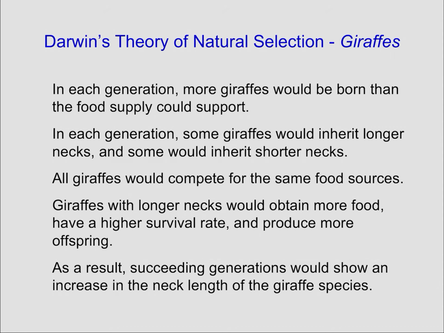Okay, so in each generation, more giraffes would be born than the food supply could support. In each generation, some giraffes would inherit longer necks and some would inherit shorter necks. But all giraffes are competing for the same food resources. Therefore, the longer necked giraffes could obtain more food, have a higher survival rate, and produce more offspring. So it's the fitness and the reproduction. As a result, succeeding generations would show an increase in the neck length of the giraffe species.